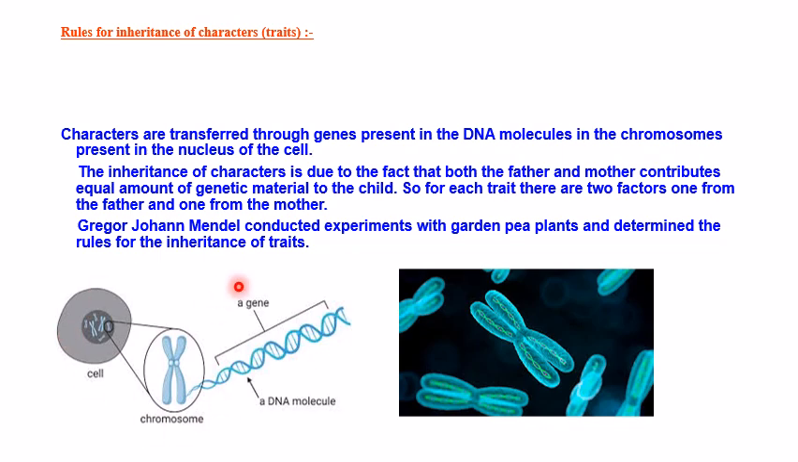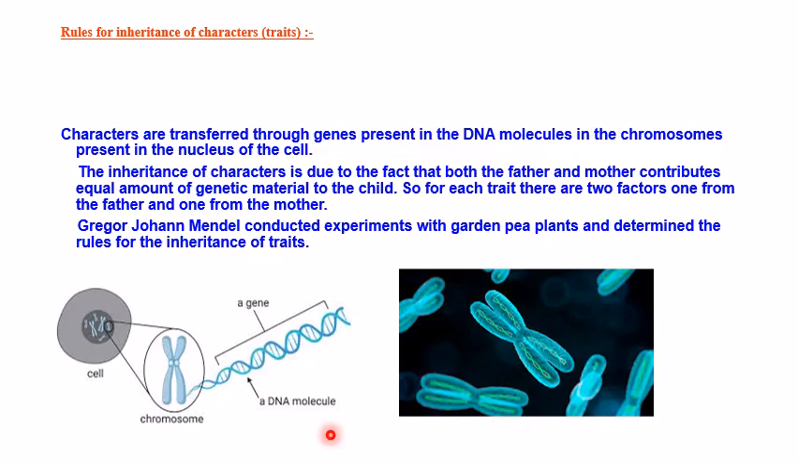This inheritance of the character is due to the fact that both the father and mother contribute an equal amount of genetic material to the child. Am I right? From father and from mother, both of them contribute genetic material to the child. So for each trait, there are two factors, one from the father and one from the mother. Gregor John Mendel conducted an experiment with a garden pea plant and determined the rules for the inheritance of the trait. I will explain this in the next slide.